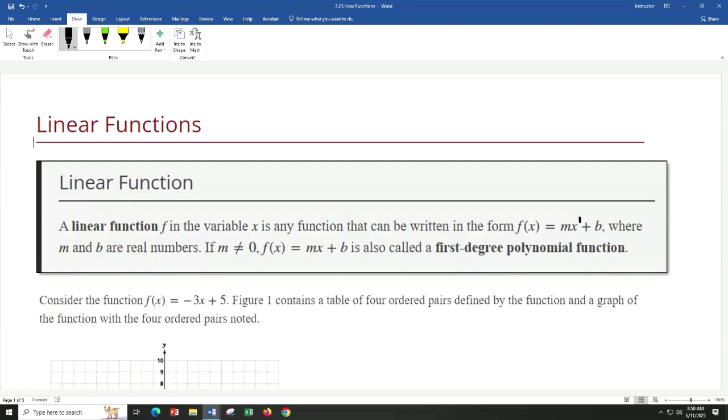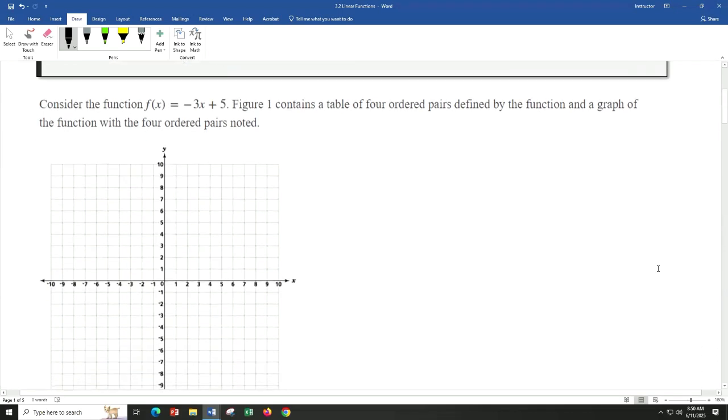So consider this one right here. We have considered the function f of x is equal to negative 3x plus 5. Figure 1 contains a table of forward ordered pairs. I didn't give you those because we're going to make our own. It's no different than what you did before. First off, let's just be honest. Do you see 2 points, or do you see a point right now?